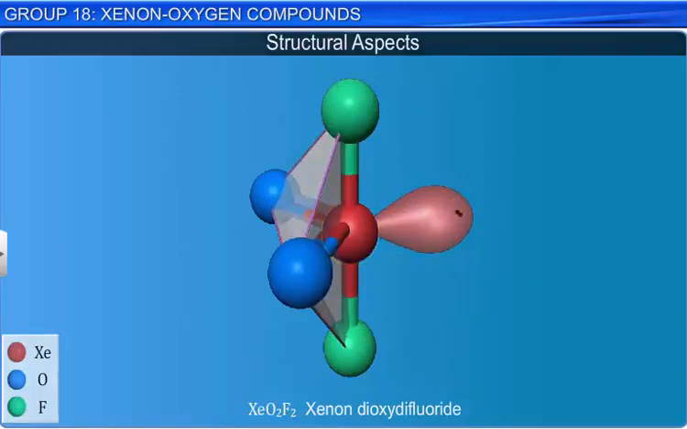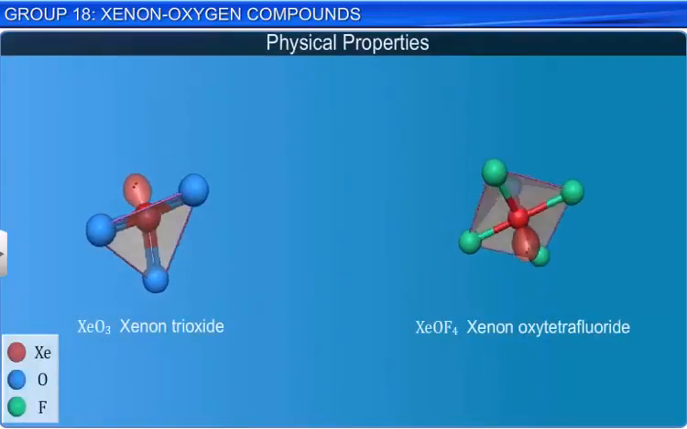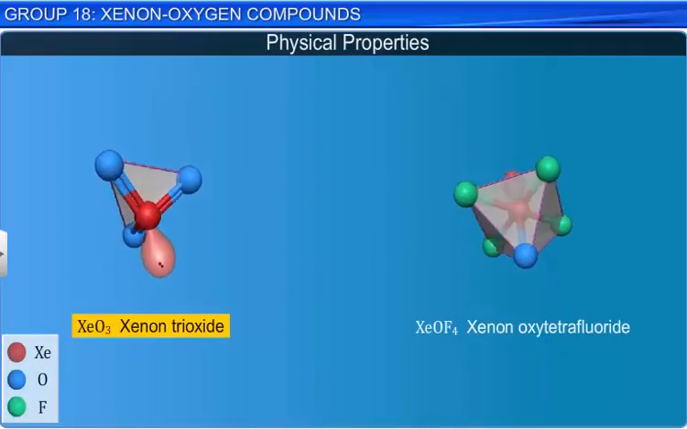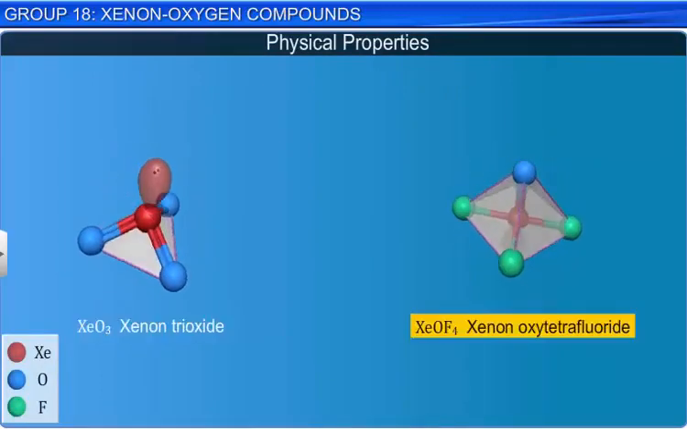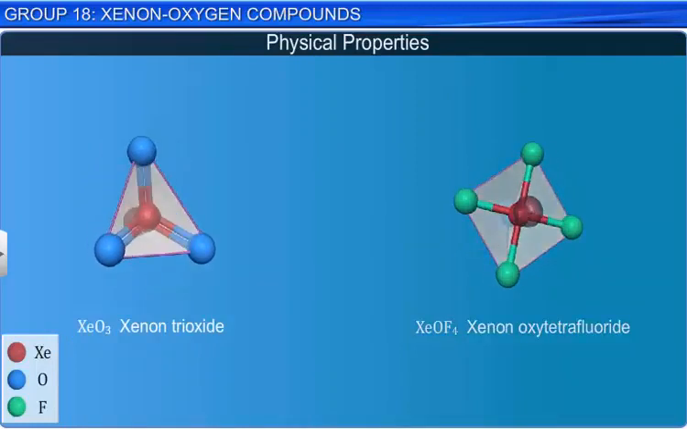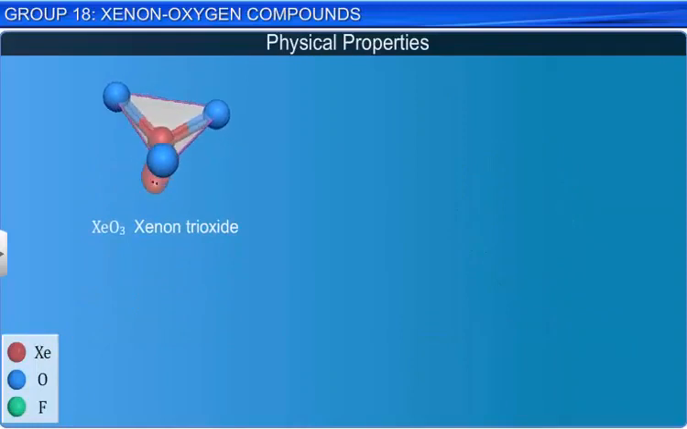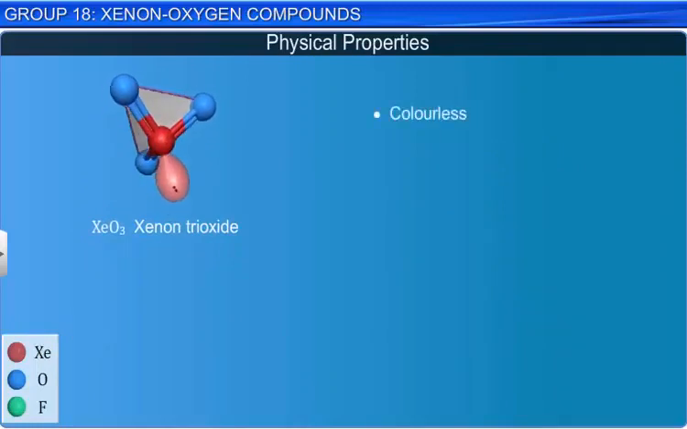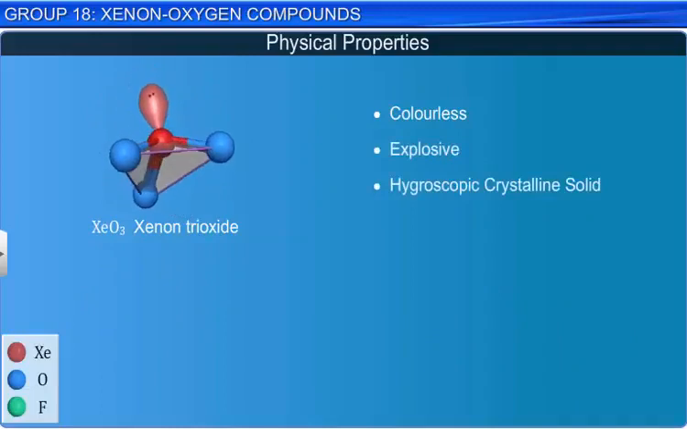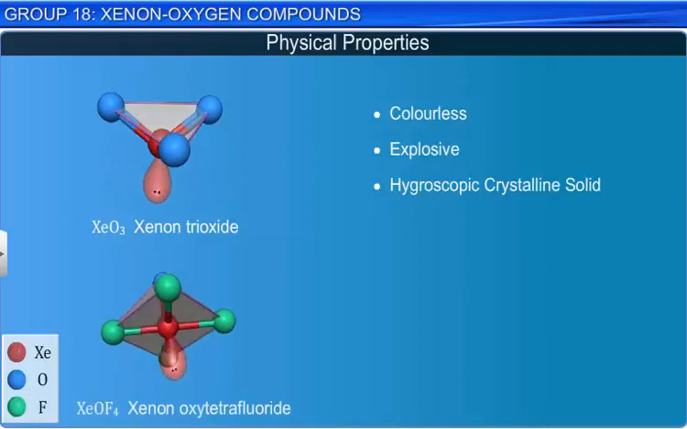Finally, let us study the physical properties of xenon trioxide and xenon oxytetrafluoride. Xenon trioxide is a colorless, explosive and hygroscopic crystalline solid, while xenon oxytetrafluoride is a colorless liquid.